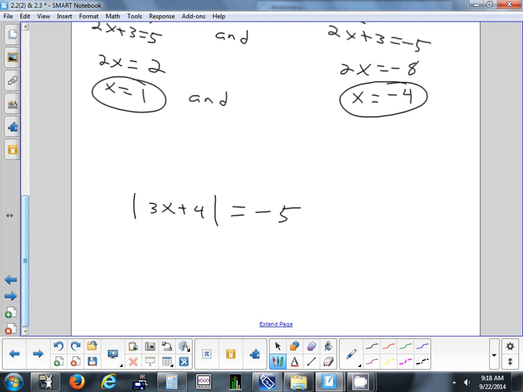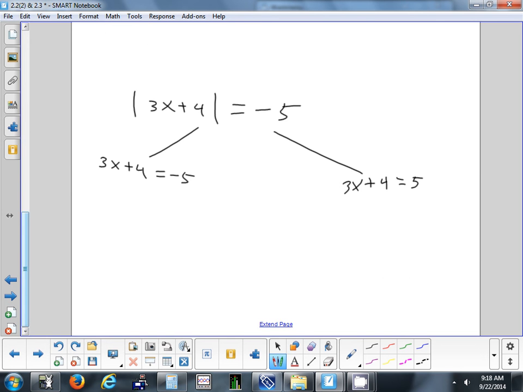Thoughts about that problem? What would you do? Yeah. One of your equations would be 3x plus 4 equals -5. Okay. And what about the other equation? It would be 3x plus 4 equals 5. Okay, let's solve it. I don't know if the numbers are going to come out particularly nice because I didn't check it, but let's solve it and see what happens.